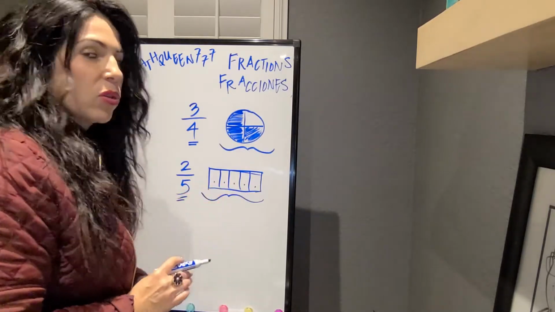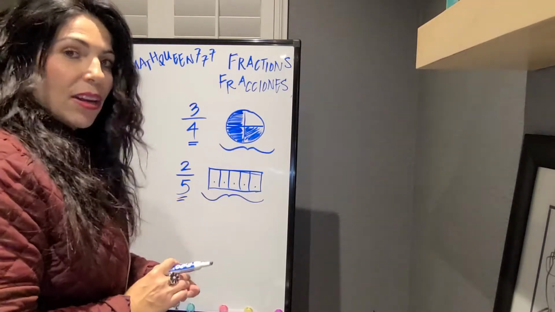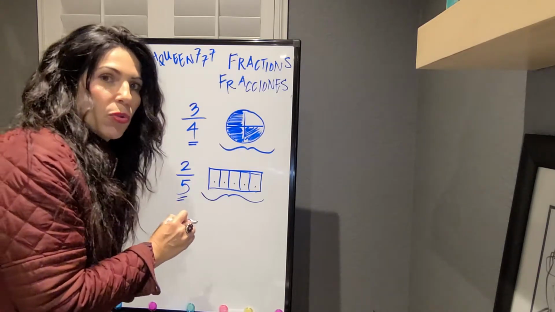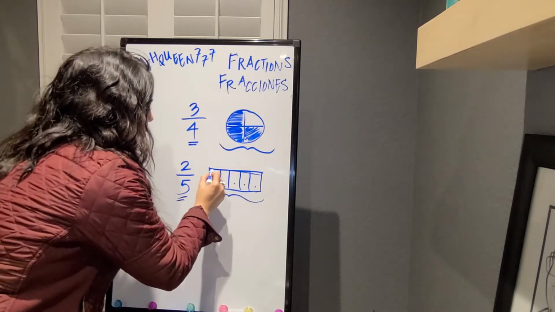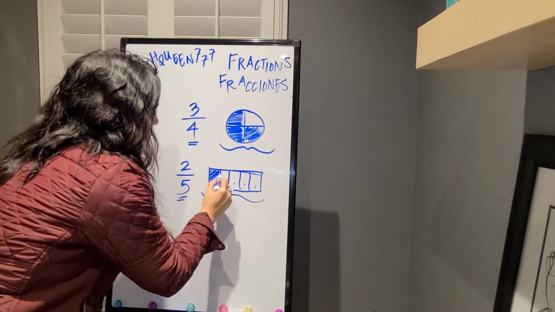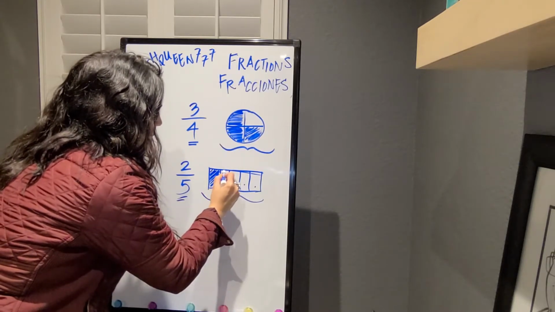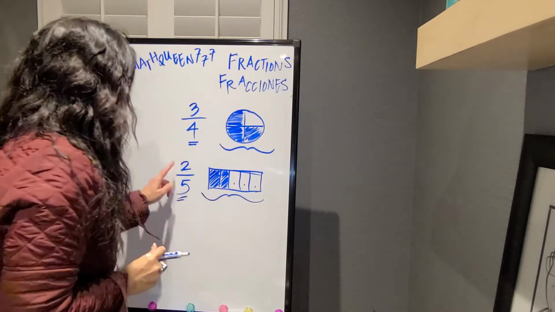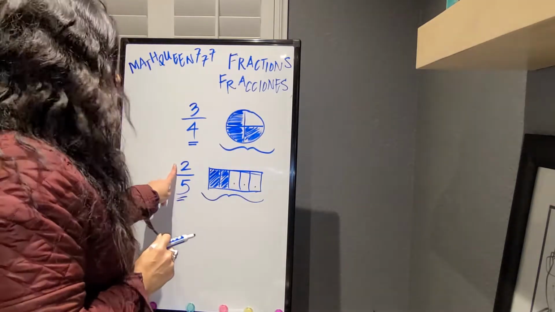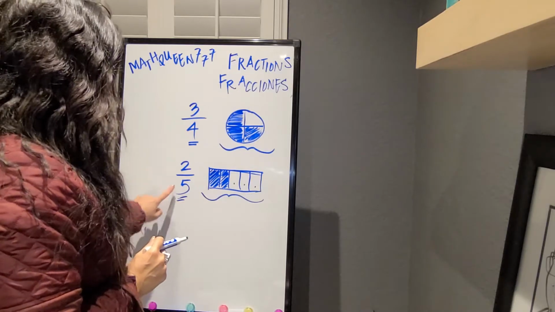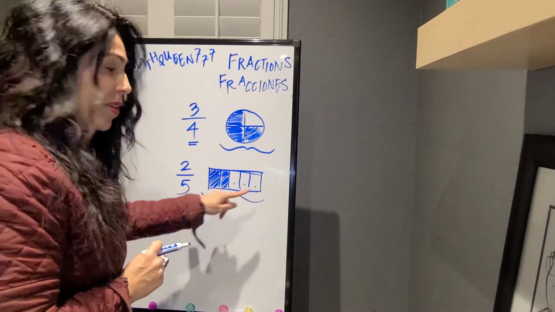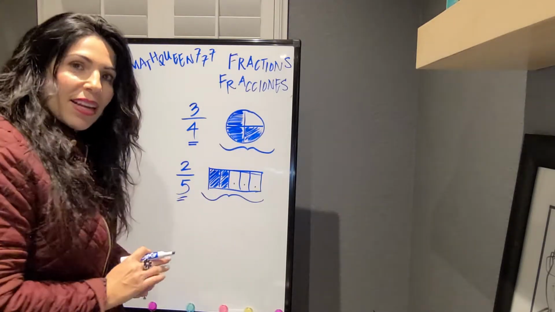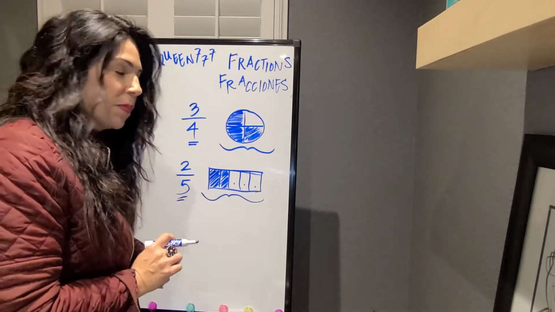Los 5 pedazos representan el denominador. And now I'm going to color 2 of those pieces to represent the numerator. Ahora voy a sombrear o colorear 2 de estos pedazos para representar el número aquí, que es el numerador. Ahora tenemos 2/5 representado en este dibujo. So now we have 2/5 represented in this visual.